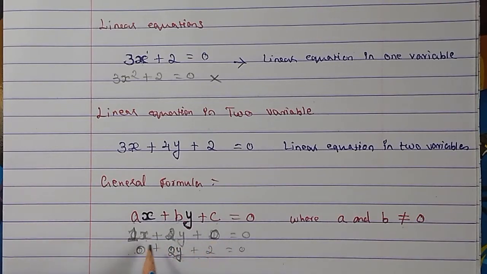This is no problem. This is a linear equation in two variables only, because we have two variables and the power remains the same. 1 is there. So I hope it is clear to you. So C can be 0, but A and B should not be 0. A and B should be some number. So that's why the general formula, right? AX plus BY plus C equal to 0, where A and B not equal to 0. So A and B should not be 0.